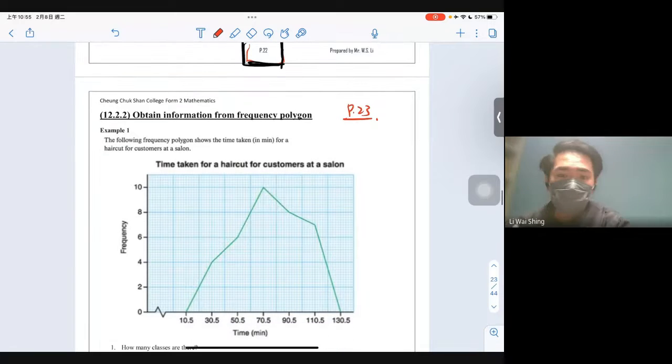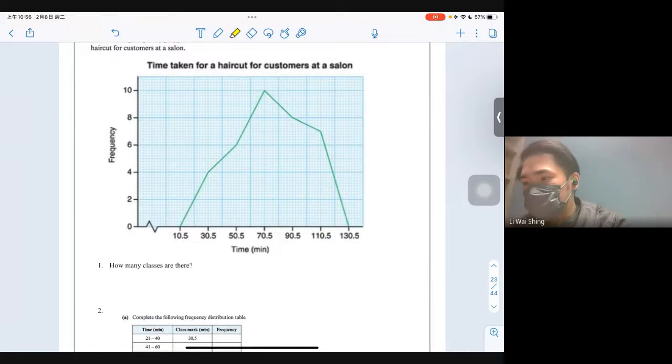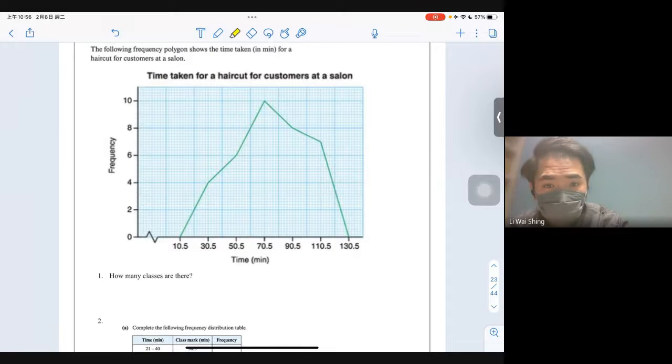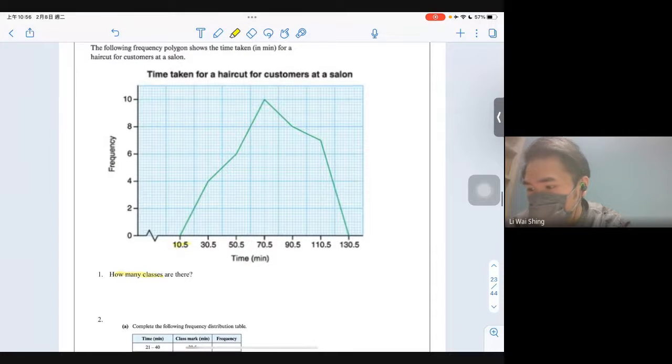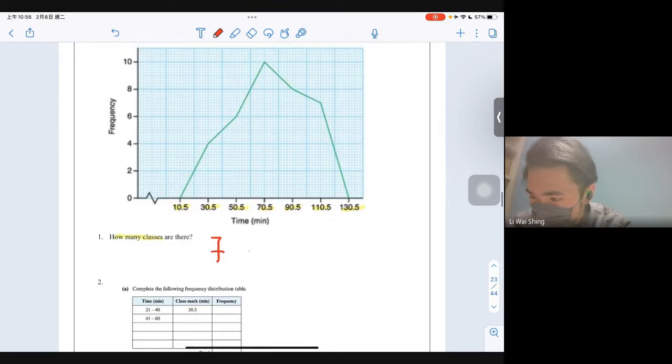Okay, so if you know how to draw the frequency polygon, you know how to obtain information from it. For example, in this question, I showed you a frequency polygon. First, you need to tell me how many classes there are. How many classes are there? Okay, so some of you may count 1, 2, 3, 4, 5, 6, 7. So the answer is 7. Okay. So 7 numbers on the x-axis. So the answer is 7 classes.